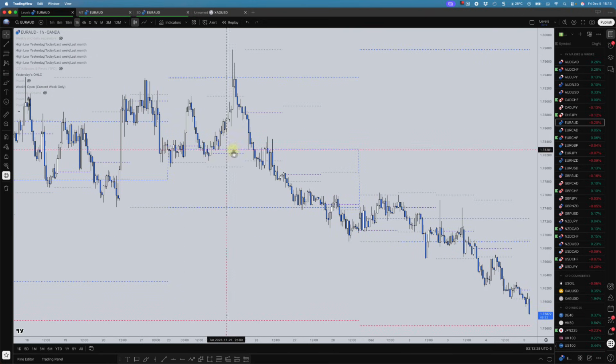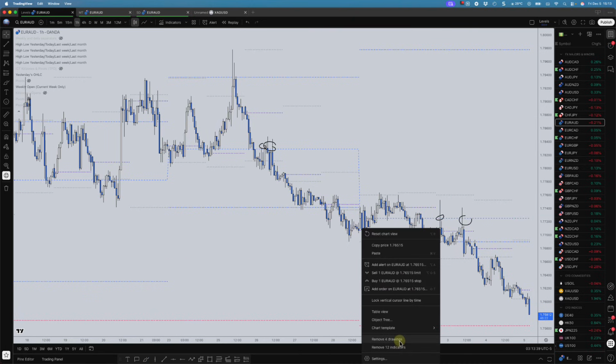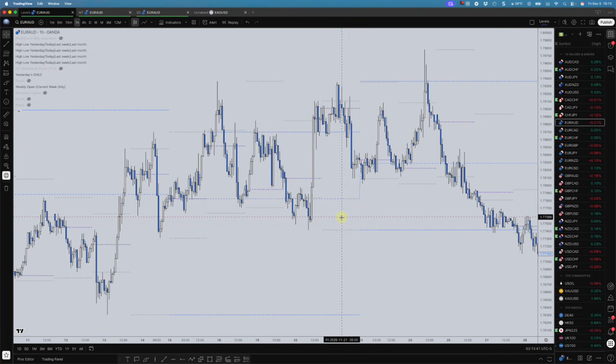That's this blue line here, this dashed line. Also great support and resistance. As you can see, price has a lot of trouble closing above or below these very often. And they are great entry points into trades, these weekly opens.